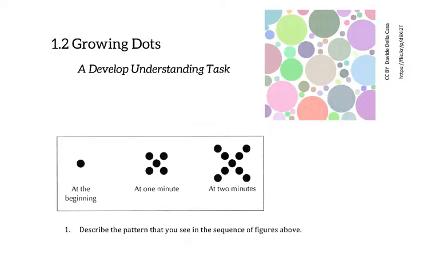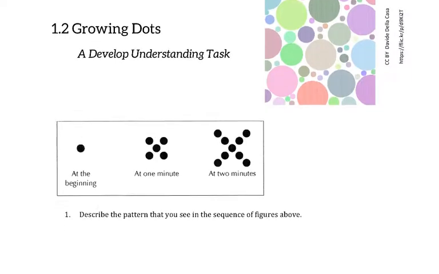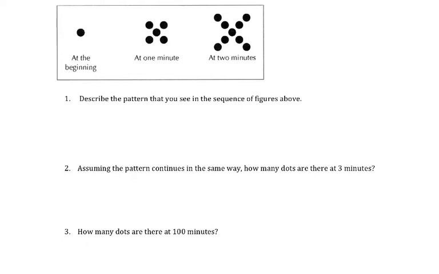Alright, we're taking a look at 1.2 growing dots, what we did in class. So let's just jump right into it. We can see we've got this graphic here. It says describe the pattern that you see in the sequence of figures above. So what you really should be doing on this is trying to answer this on your own and then watching the video to kind of see where you're at.